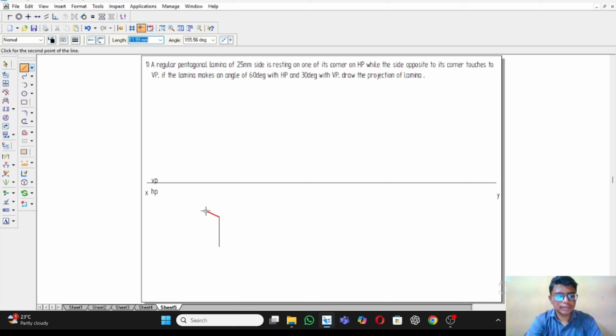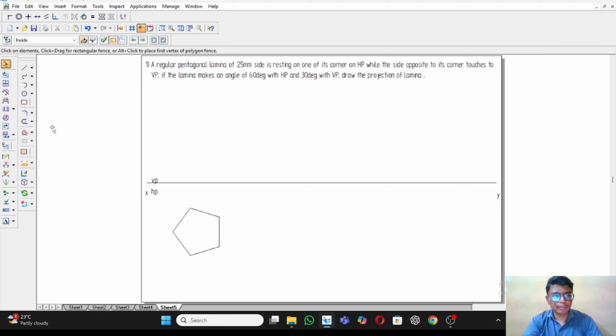Then the second side is also 25 length and angle should be 90 plus 72, and the third side is same length 25 and angle is 90 plus 72 into 2. Third also length is 25 and angle should be 90 plus 72 into 3. Then the last part we have to join this and this angles. We have completed the pentagon.